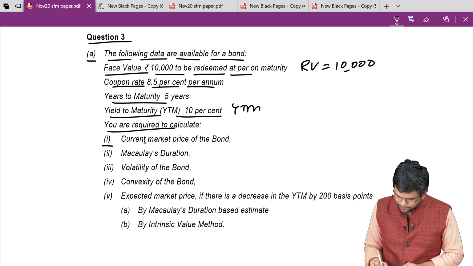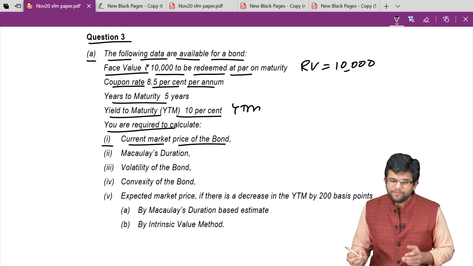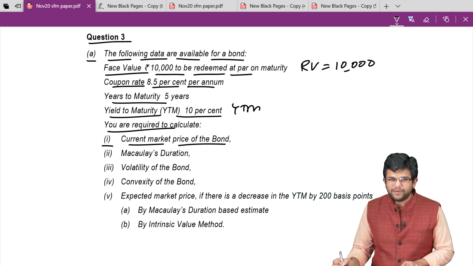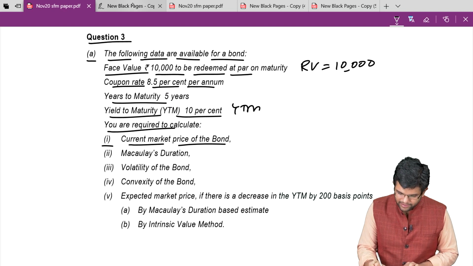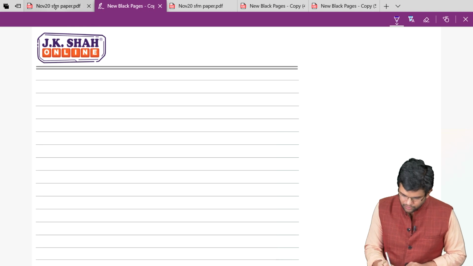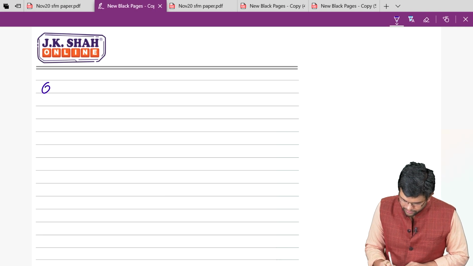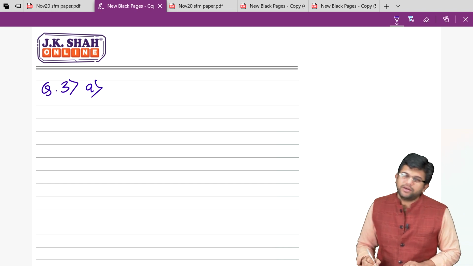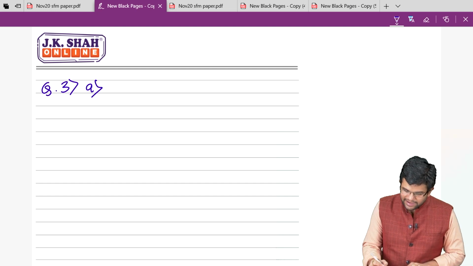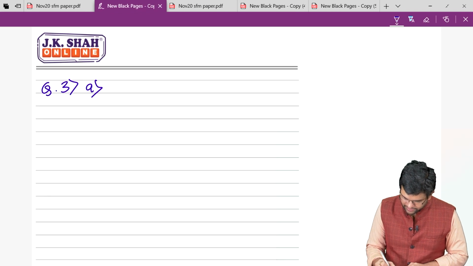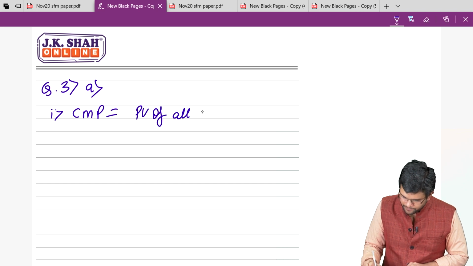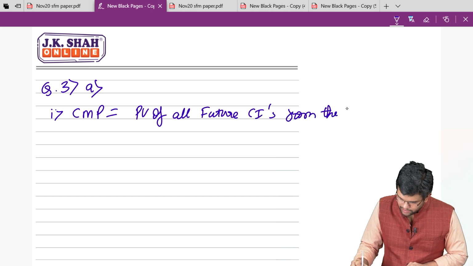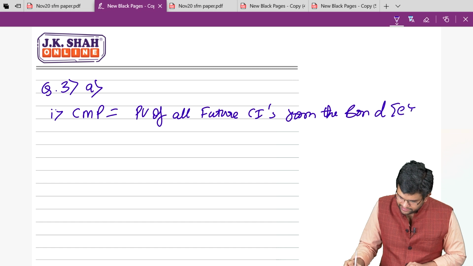You are required to calculate point number 1, current market price of the bond. Children, current market price of the bond, very simple. Can I say I have to just discount the future cash inflows at the rate YTM to find the CMP? So I'll just write down here. Okay, question number 3A of the paper. In that children, the first point they are asking you is the current market price. So CMP children is nothing but present value of all future cash inflows from the bond, of course discounted at the rate YTM.